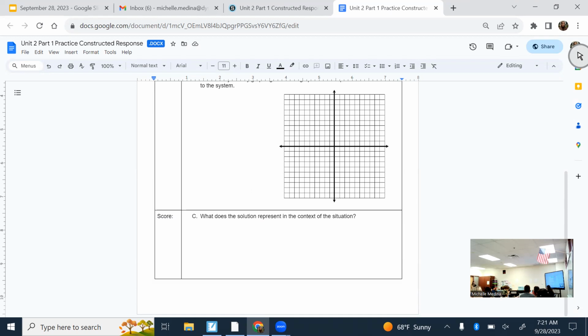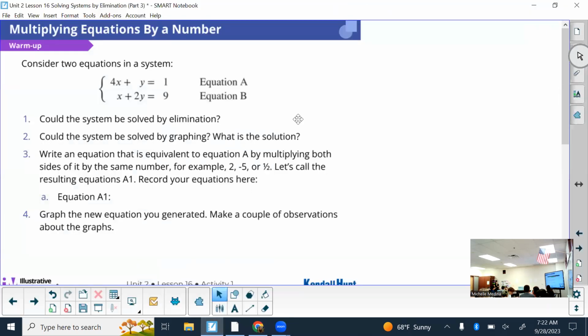Today and tomorrow is the last day of instruction. Next week, we're just reviewing and testing. So there's that. All right, you do have a warm up on your paper. We have 2 systems here. First, determine could it be solved by elimination? And then if not, could it be solved by graphing? And then if so, solve it by graphing.